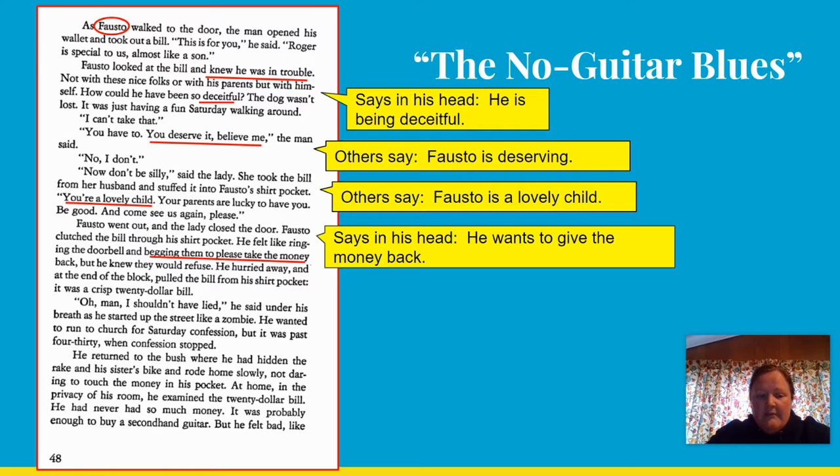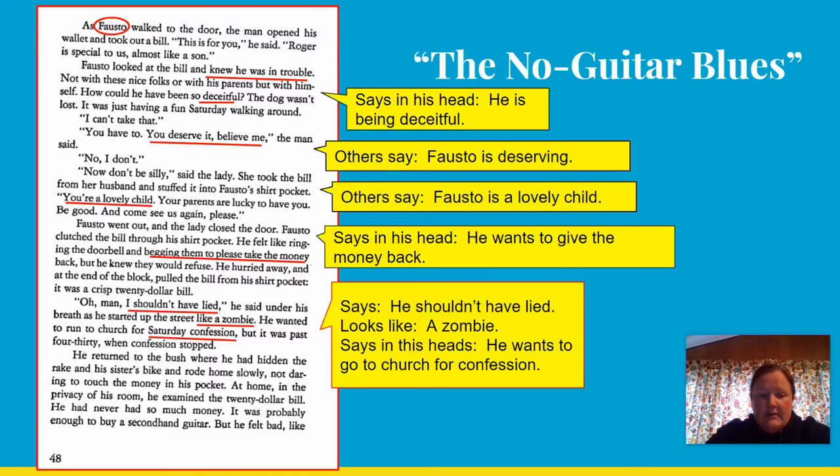"Oh man, I shouldn't have lied," he said under his breath as he started up the street like a zombie. He wanted to run to church for Saturday confession, but it was past 4:30 when confession stopped. So he says that he shouldn't have lied, and he said that aloud. He looked like a zombie walking up the street, and he says in his head that he would like to go to church to confess his sins.